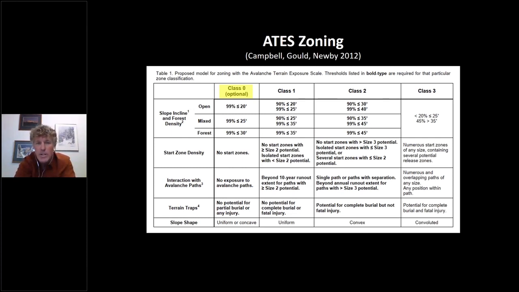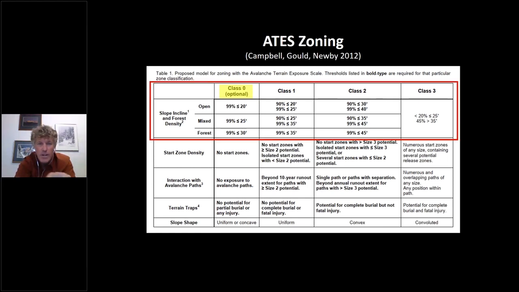That's an important addition, and you'll see in here, this is one of the key pieces of this model: they specifically broke this apart in terms of slope angle distribution, and that allows a GIS system to do the first phase of the rating.